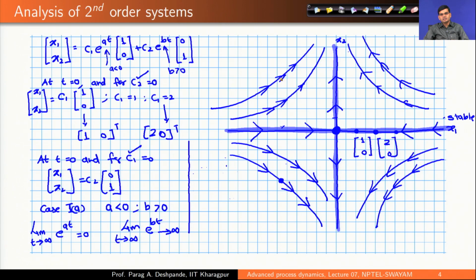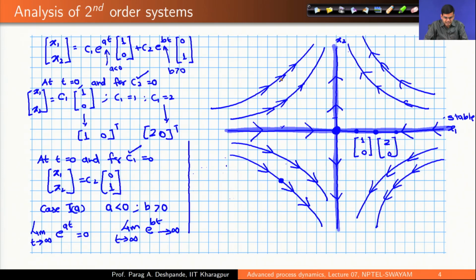Therefore, what this phase portrait says is that if you start with any one point along the x1 axis, you are going to converge. So, the value of the variable x1 is going to go to 0, and the value of x2 is going to diverge to infinity.